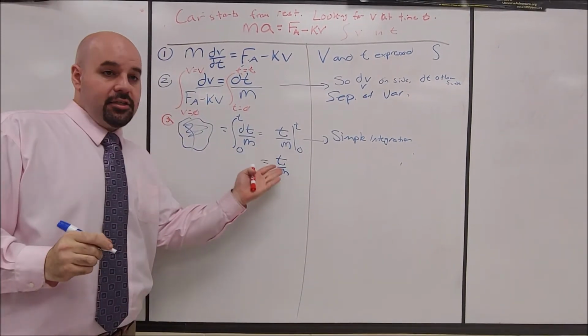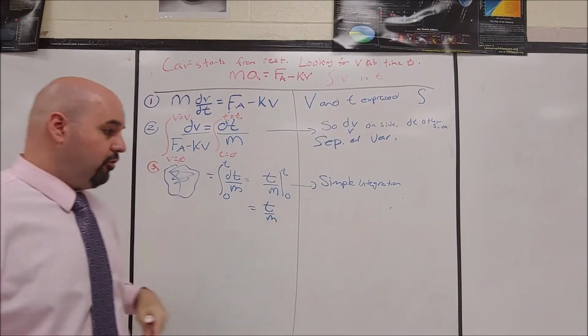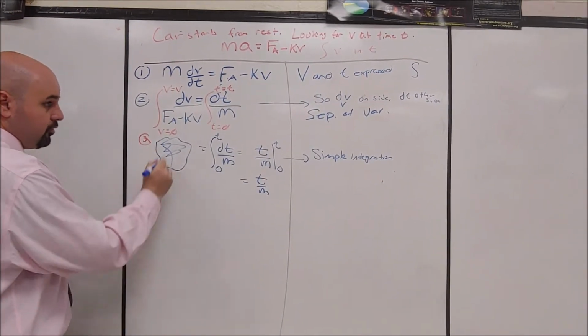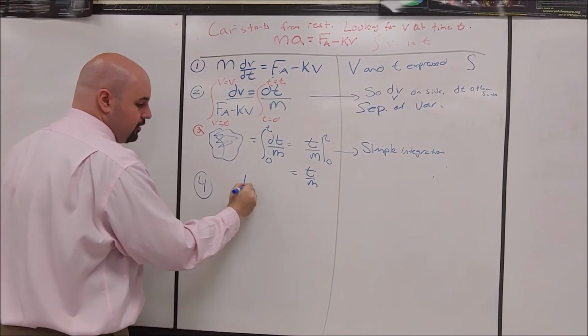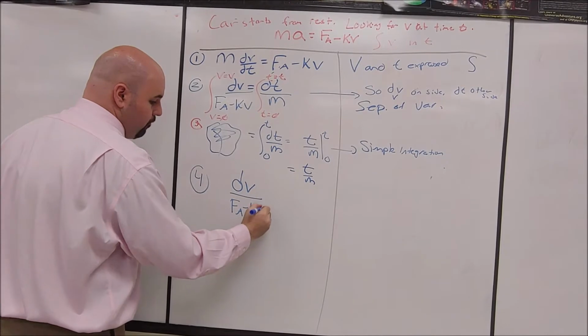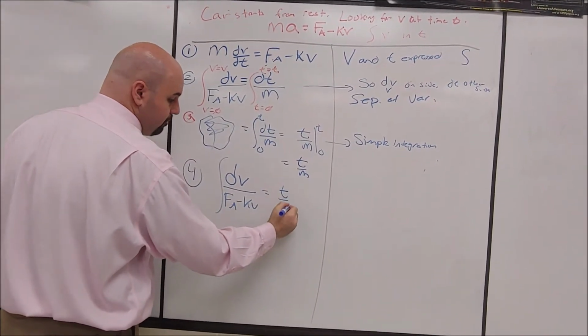So now I have the t term. Now I need to get the v term. And that's where it's a lot more difficult. So step 4 is we're going to do the v side. And I'm left with this: dv over Fa minus kv. I still have to integrate the left side. The right side, I have t over m.